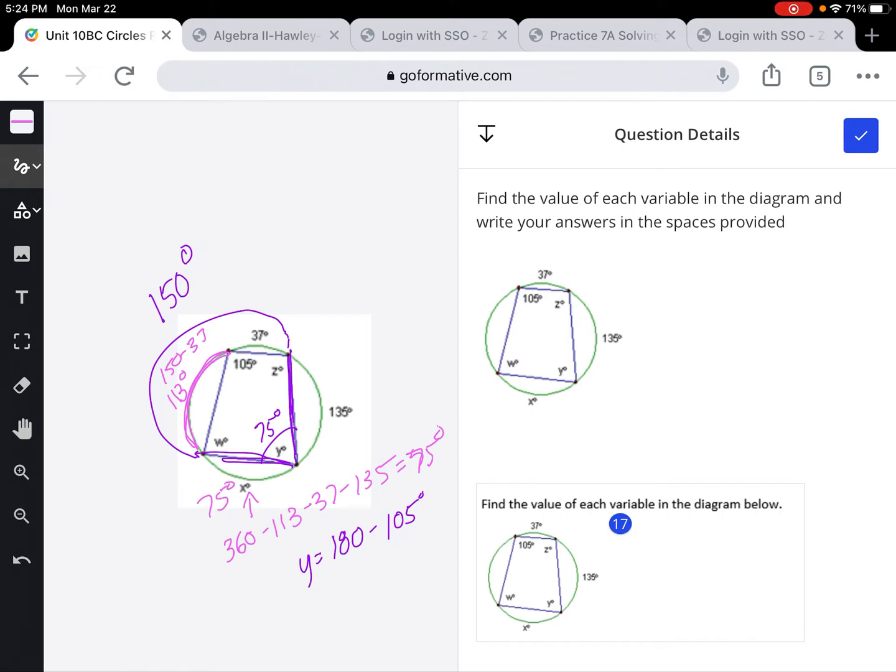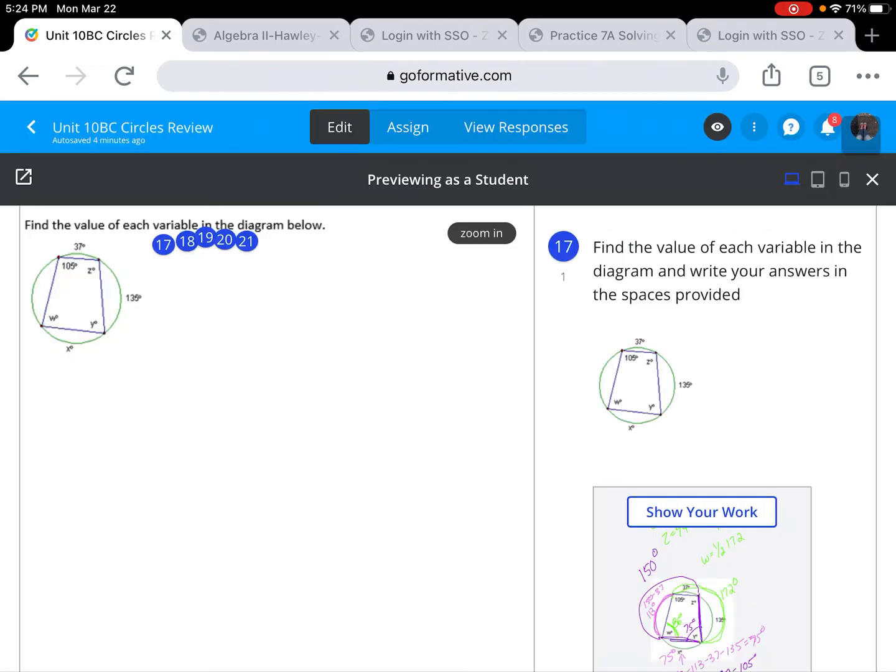Okay. I know angle W here is 1/2 the intercepted arc. My intercepted arc is 37 plus 135, which is 172 degrees. So W is going to be 1/2 of 172, which is 86 degrees. I know Z is going to be 180 minus 86, which is 94 degrees, because opposite angles in an inscribed quadrilateral are supplementary.